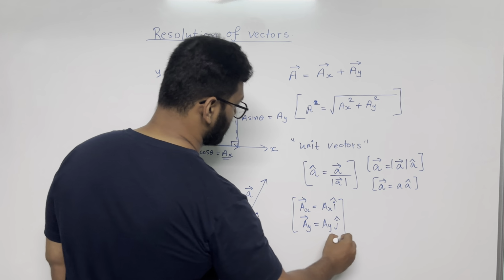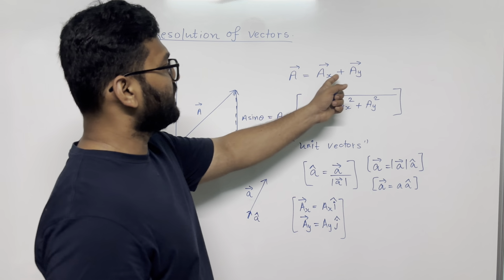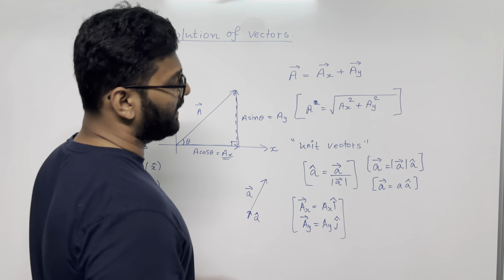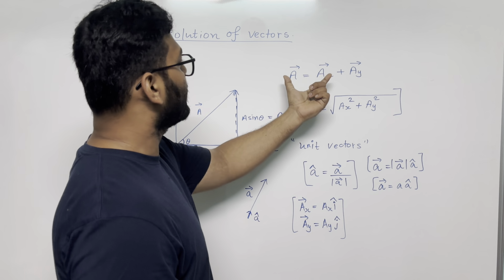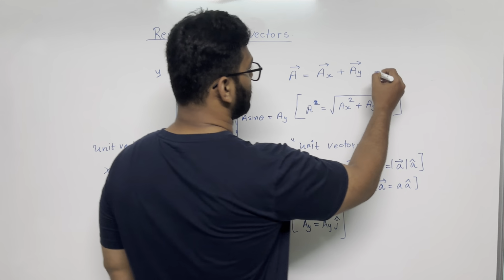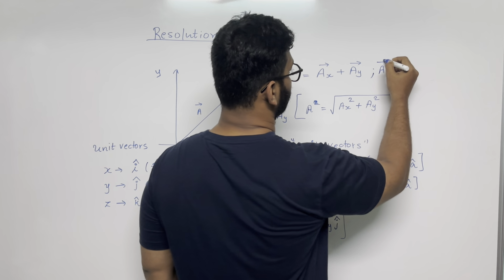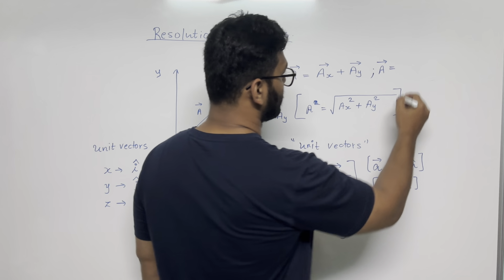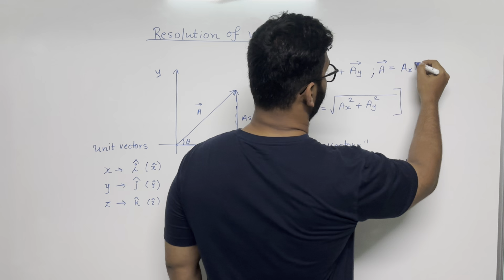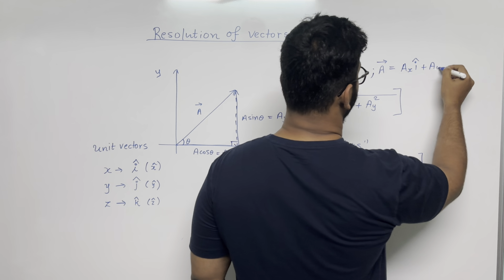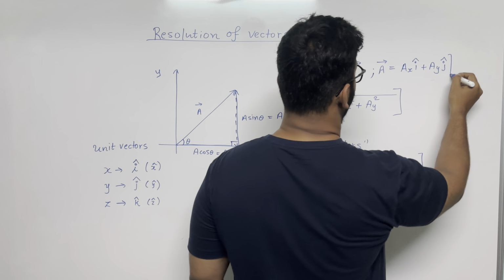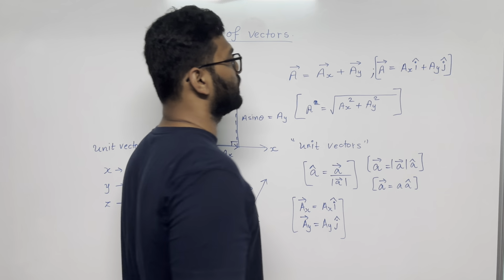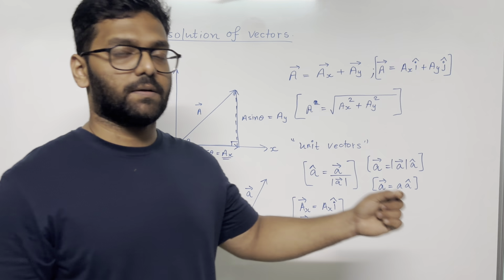So here you can see a bar is ax bar plus ay bar. So I can replace this statement by this one. A bar is equal to ax i cap plus ay j cap, right? So this is how you write the new vector in terms of i cap, j cap and k cap.